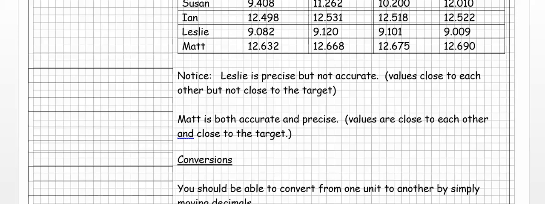But what about Matthew? Look at Matt. He's accurate and he's precise. The values are very close to one another, but they're also close to that target, right? So we're going to say that Leslie was precise but not accurate, but Matt was both accurate and precise. All right? So I think that's a good place for us to end on this set of notes.